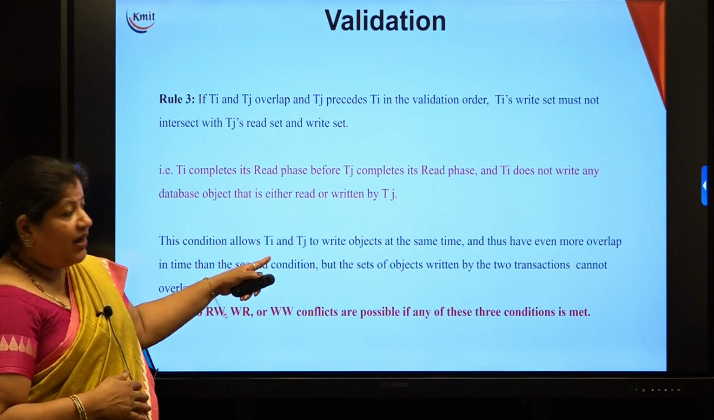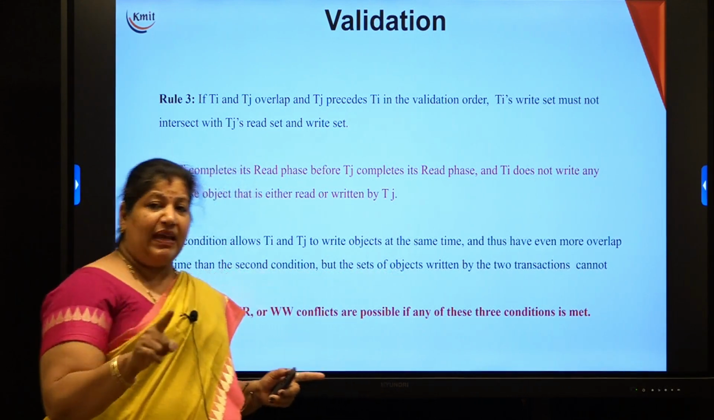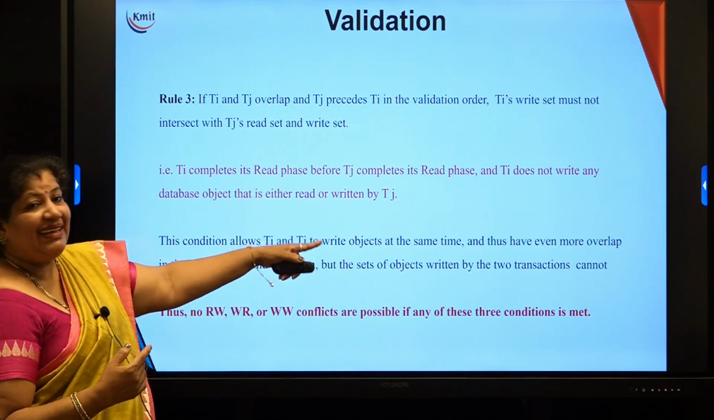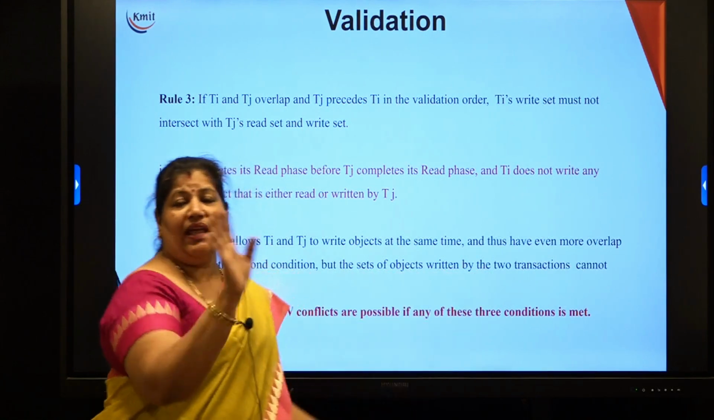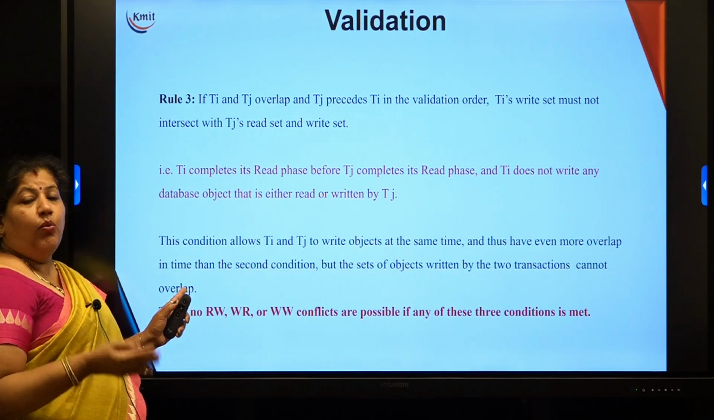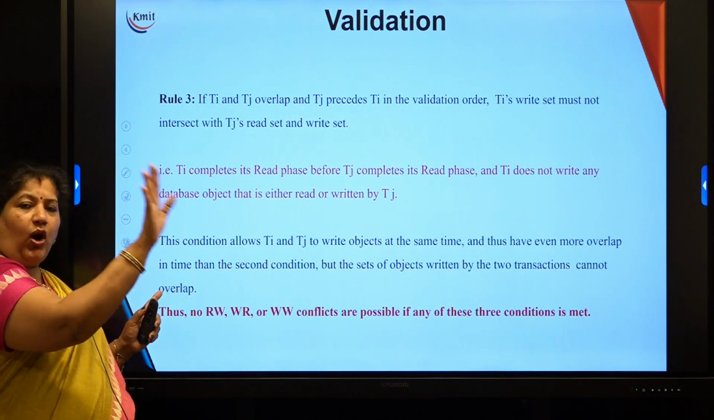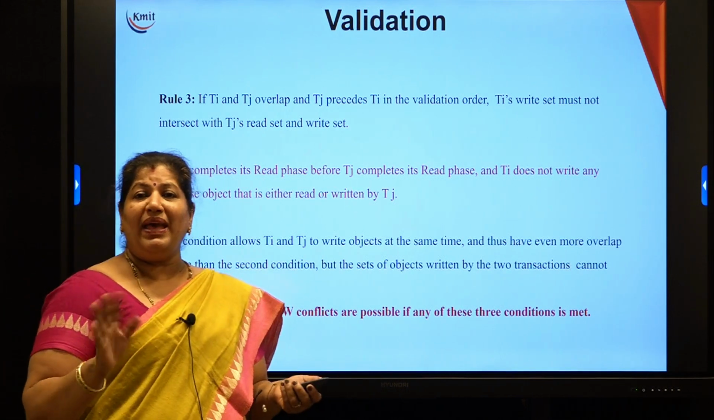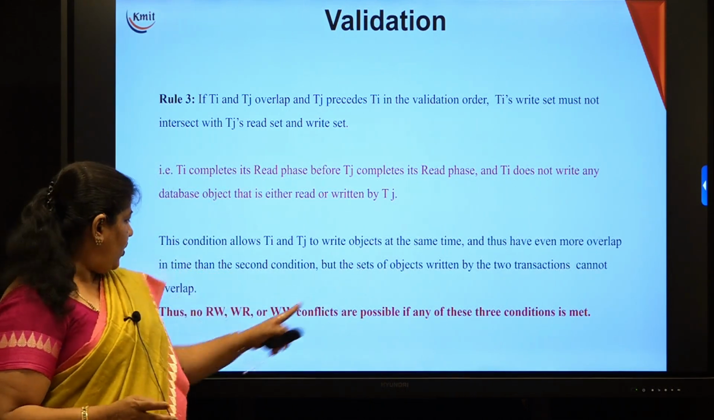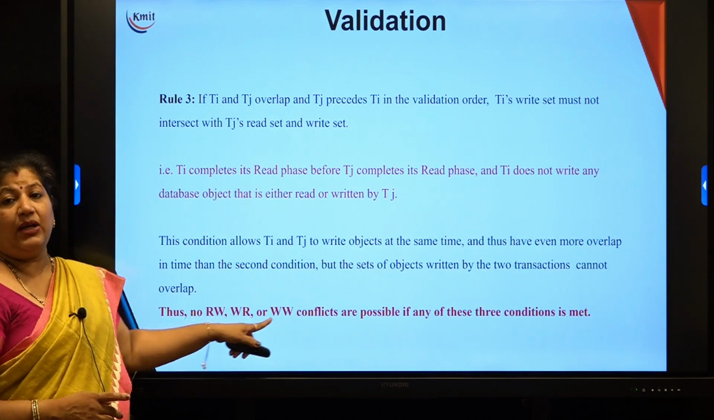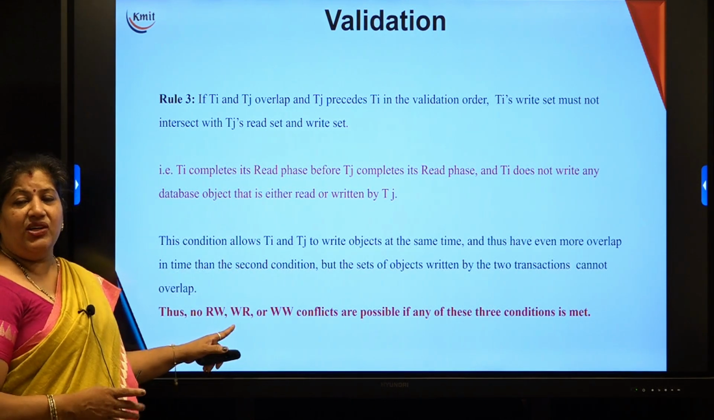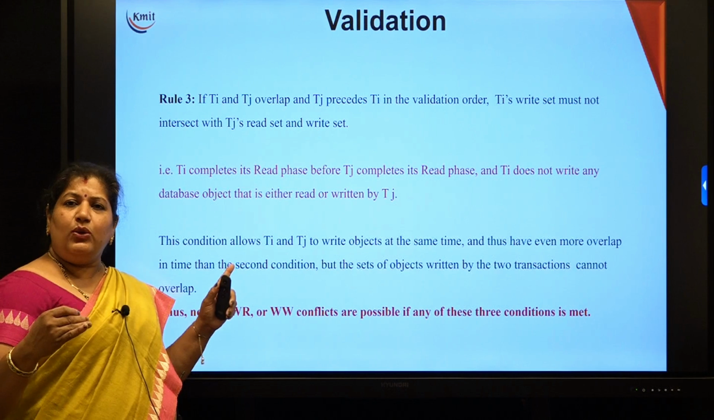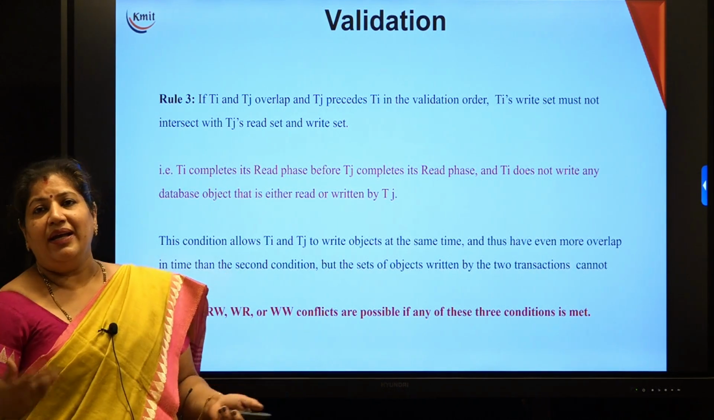So this condition allows Ti and Tj to write objects at the same time. Even more overlapping will be there, but the sets of objects written by the two transactions will not be the same. What they write is not the same, or what one has written is not read by the other one. If that is the case, I can be assured there won't be any conflict. So read-write or write-write or write-read is not there at all. If any of these three conditions is satisfied, I see to it that there is no conflict, so I can go ahead and write it.